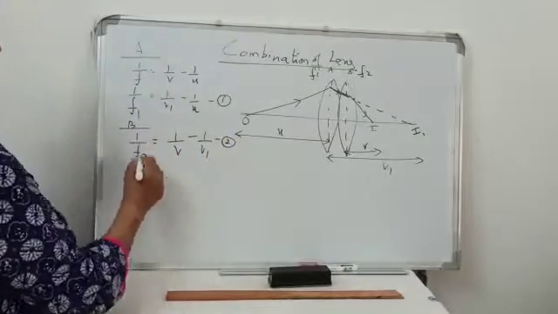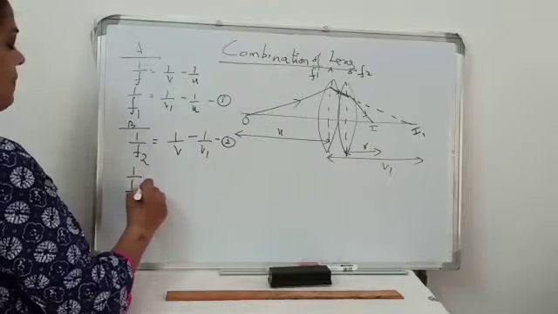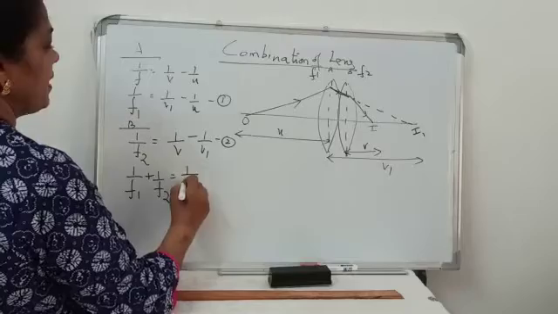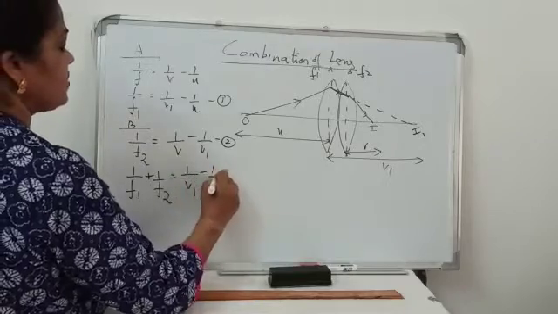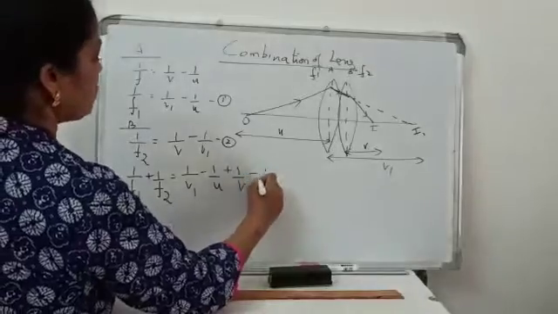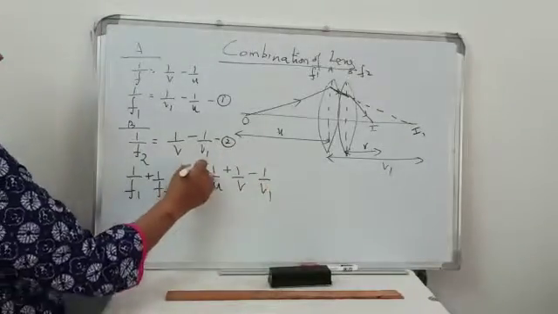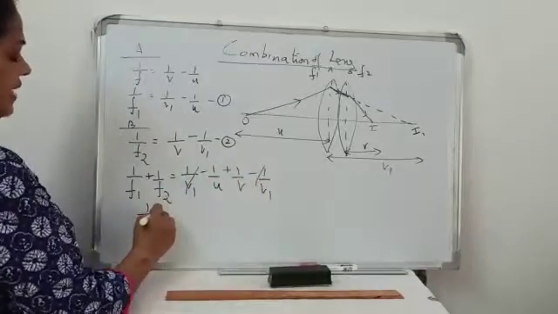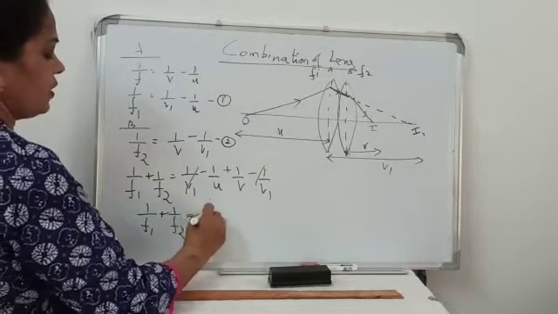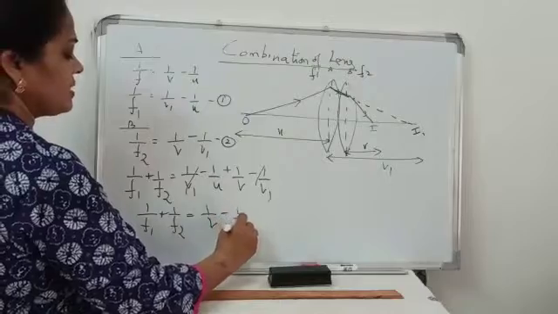Let us add 1 and 2. We get 1 by f1 plus 1 by f2 is equal to 1 by v1 minus 1 by u plus 1 by v minus 1 by v1. So this will get cancelled. We get 1 by f1 plus 1 by f2 is equal to 1 by v minus 1 by u.